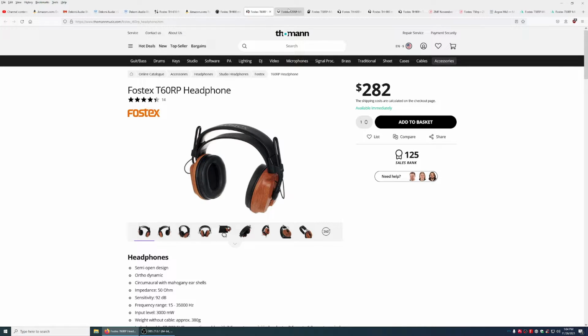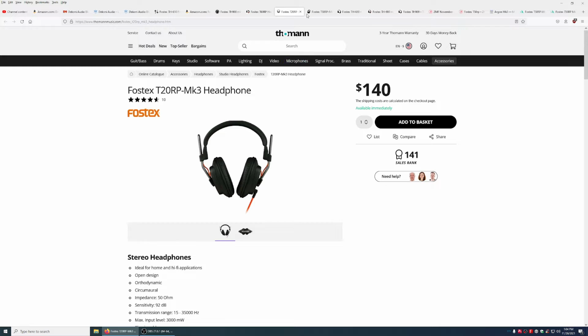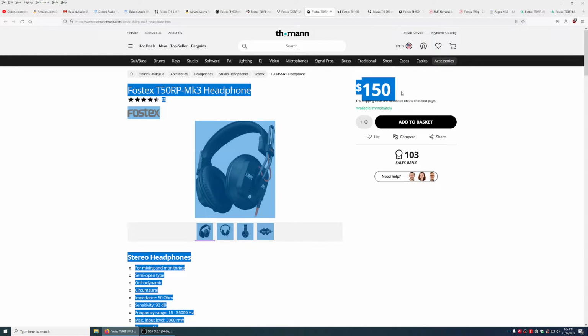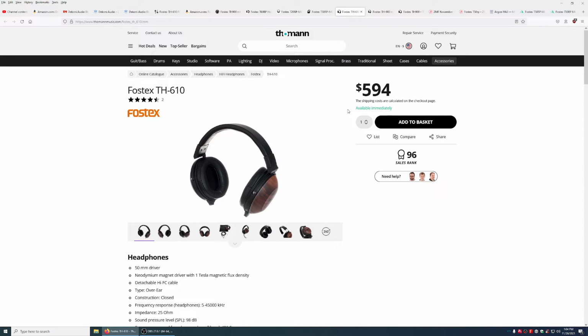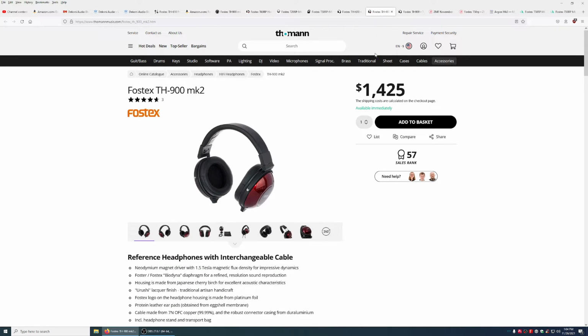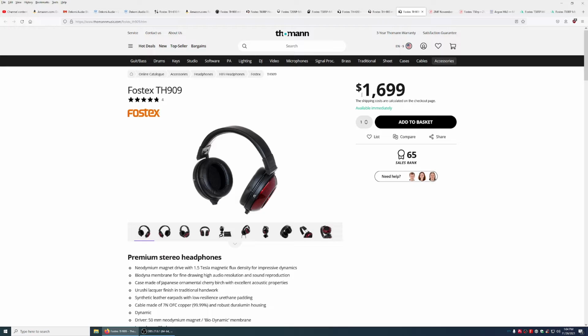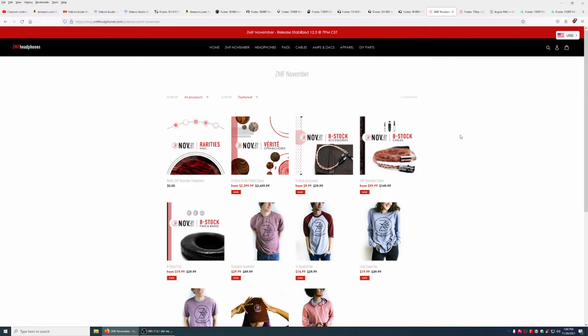So this is like $18 off. This is $10 off. Actually, no. That's the 20s. These are $10 off. And these are like $100 off. That's about it. Now, I did go on ZMF's website.